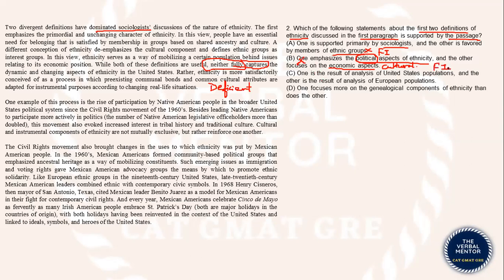Again, number 3. One is the result of analysis of United States population, and the other is the result of analysis of not at all. One focuses more on the genealogical components. Genealogical components means ancestry, the genetic components, the bloodline. So one focuses more on the ancestry of ethnicity than does the other. That's correct. One focuses on ancestry more than the other. The other focuses more on interests, economic interests, etc. So option D is the correct answer.